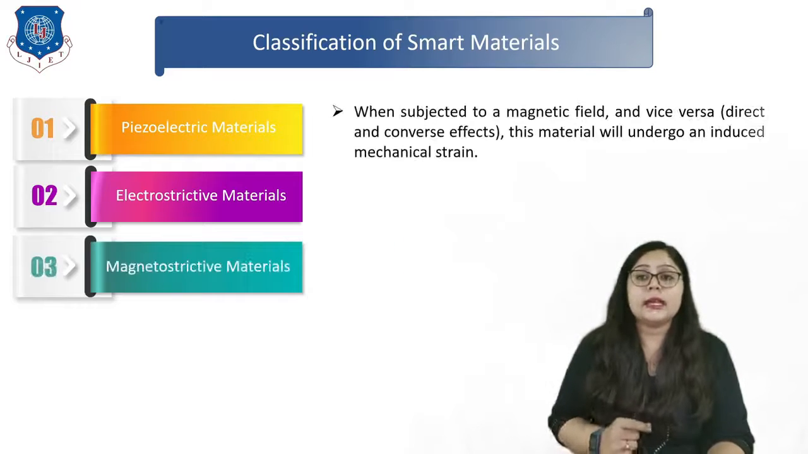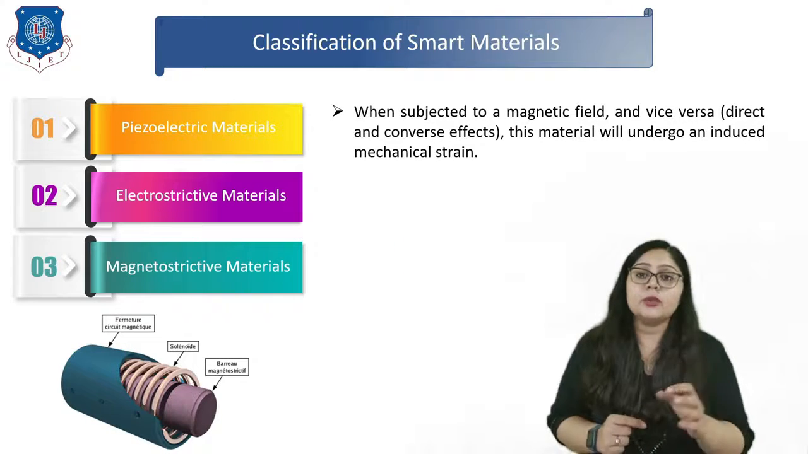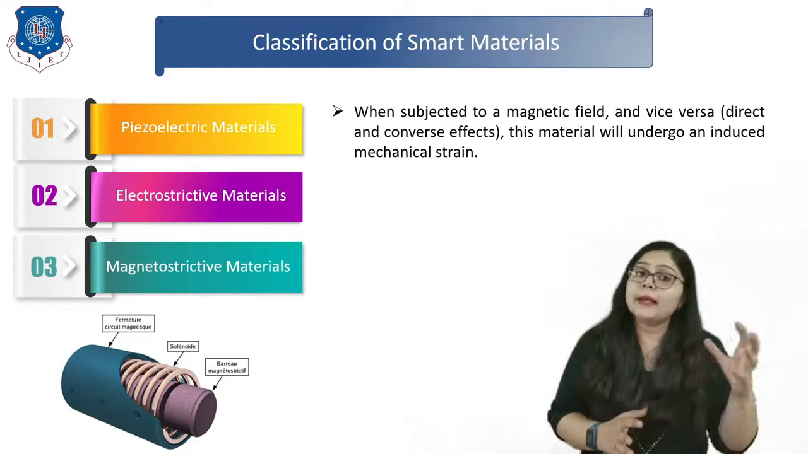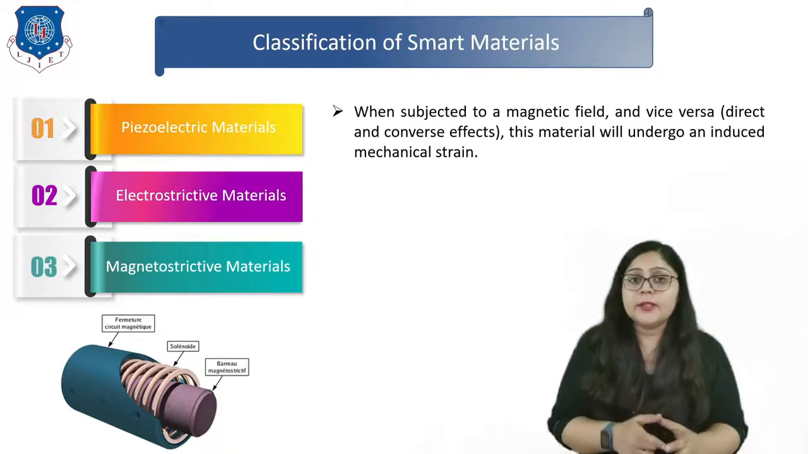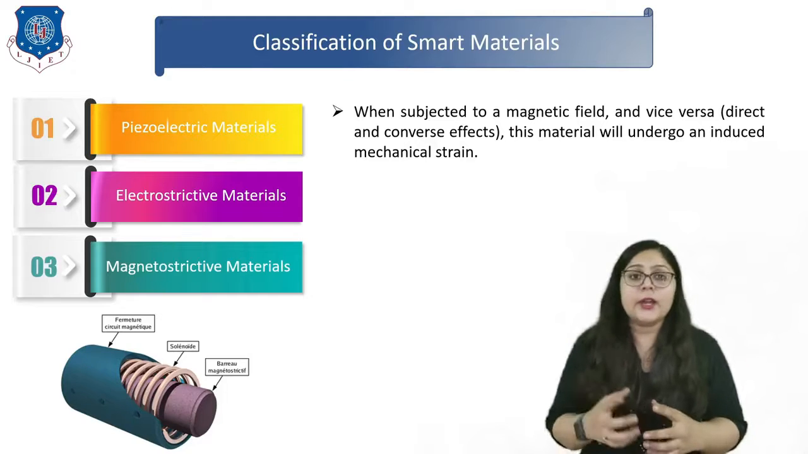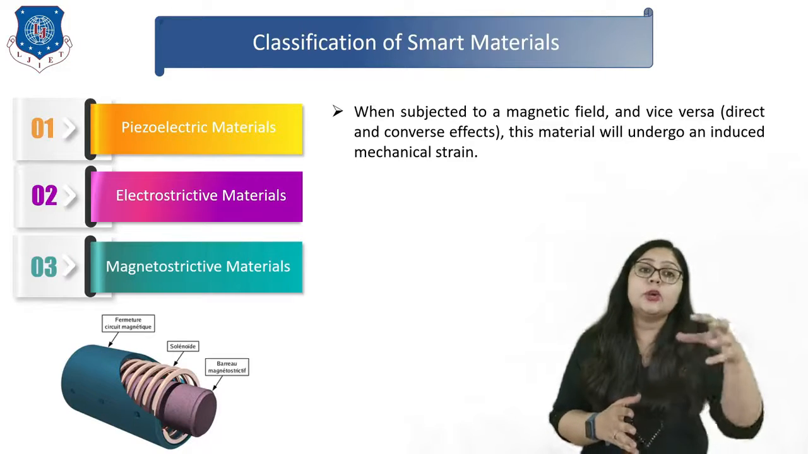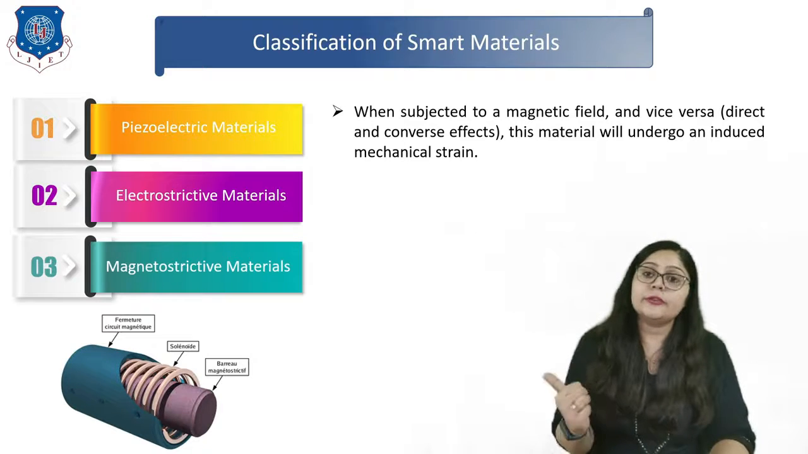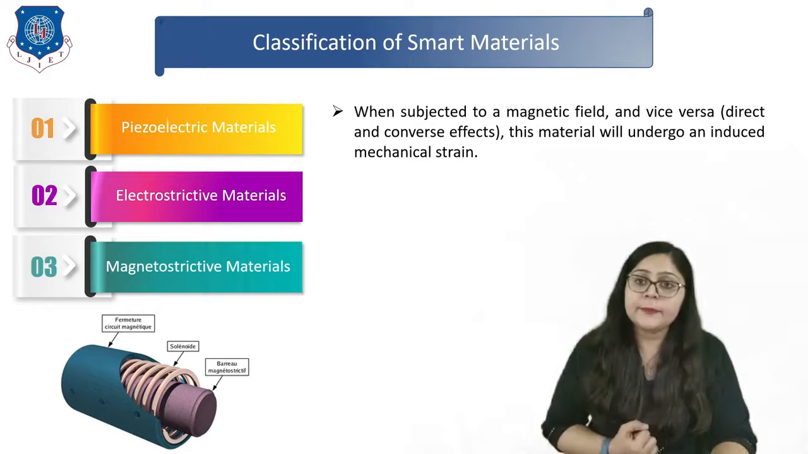Now let us understand the third one, which is magnetostatic materials. Here, when subjected to a magnetic field and vice versa, meaning the direct and the converse effect, this material will undergo an induced mechanical strain, right? This kind of material looks like this, right?